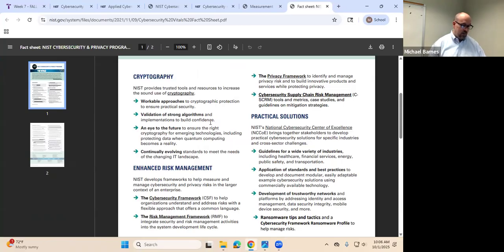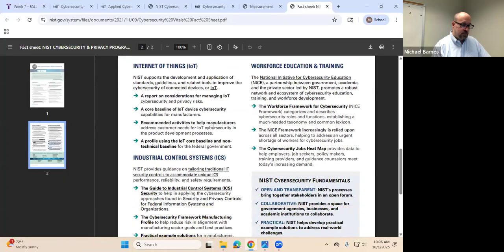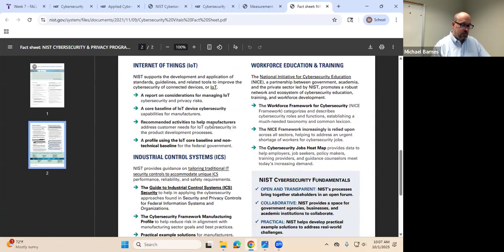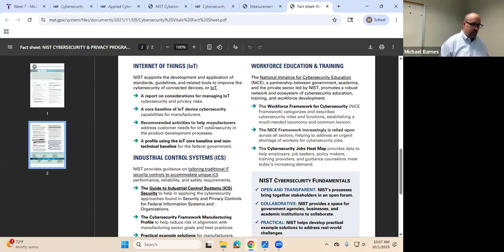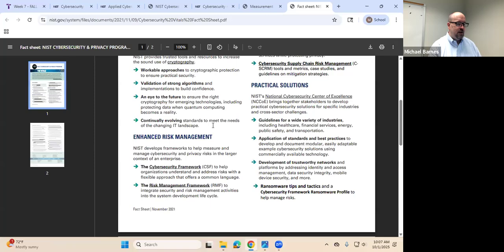The priority areas from the fact sheet were cryptography, enhanced risk management, practical solutions, Internet of Things, industrial control systems, and workforce education and training. And then there was a little bit of overlap with the answers in question 1: cryptography, education and training, and risk management, but the other focus areas differed. Okay. So there's a little bit of difference here, and is the difference negligible?